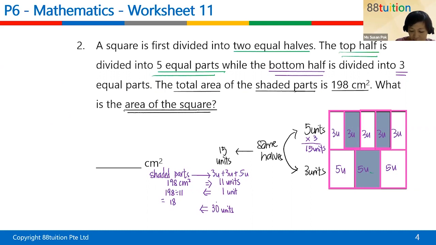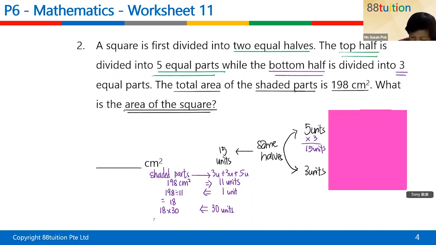Oh, okay. Then you multiply by 30. Why 30? Why cannot 15? Because they are asking you for the whole area. So whole area, you get how many? 540 cm square. Okay, the whole thing.